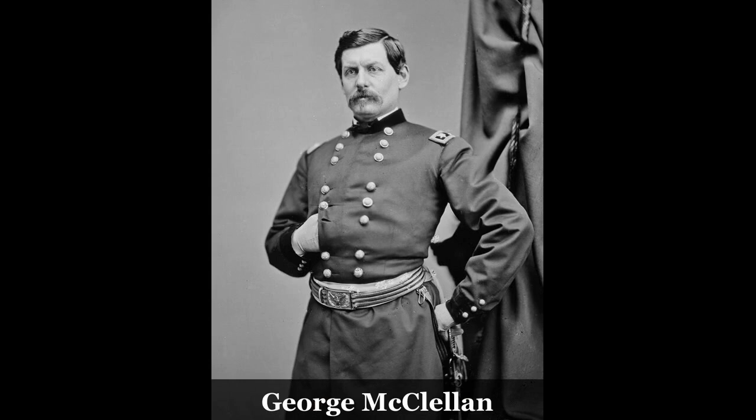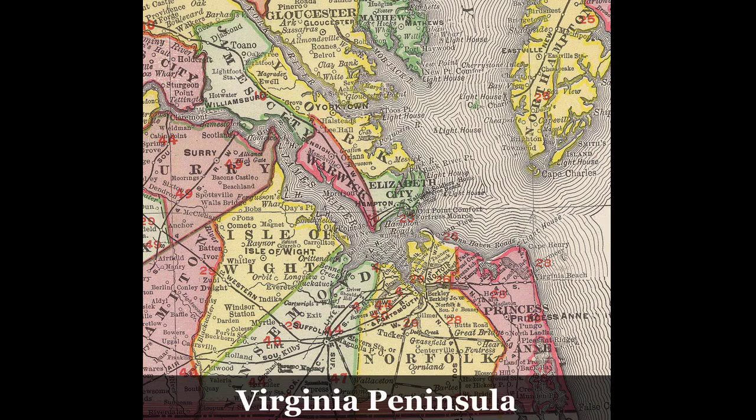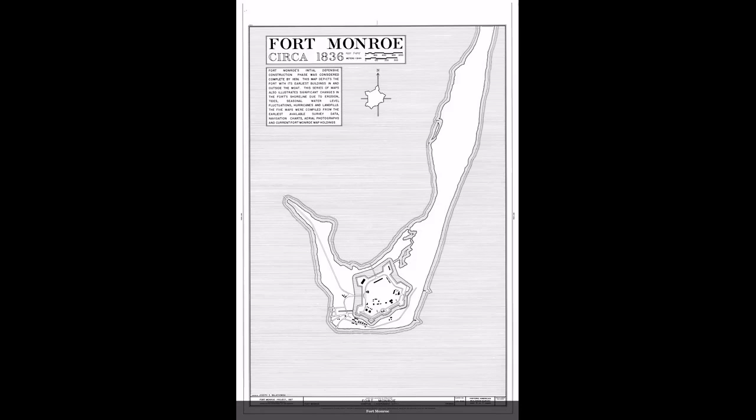As we delve into the origins of this pivotal battle, it's essential to understand the historical context in which it took place. The Peninsula Campaign, led by Union General George McClellan, aimed to capture the Confederate capital of Richmond, Virginia, and bring a swift end to the war. However, the campaign was marked by a series of delays, missteps, and cautious maneuvers, which ultimately created an opportunity for the Confederates to launch a surprise attack.